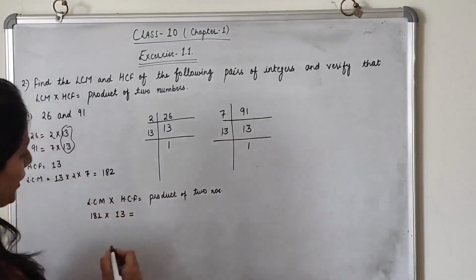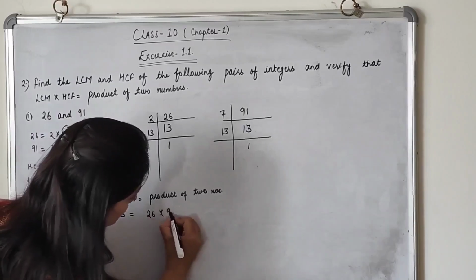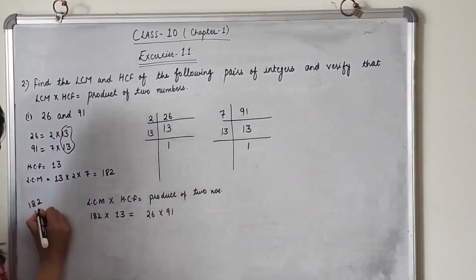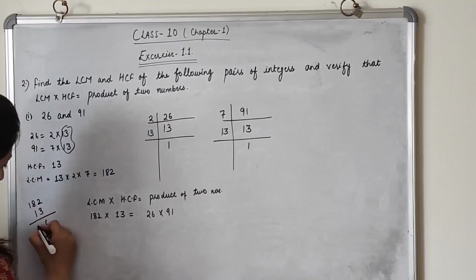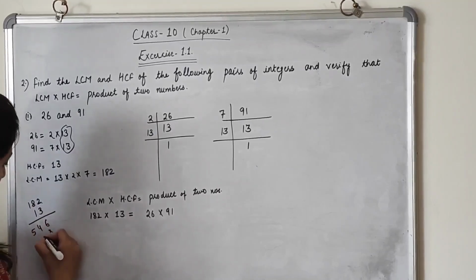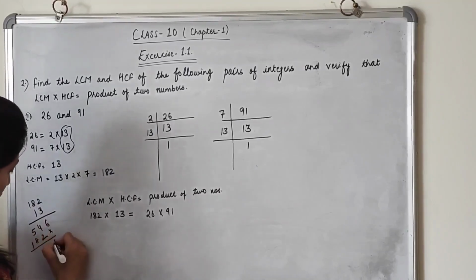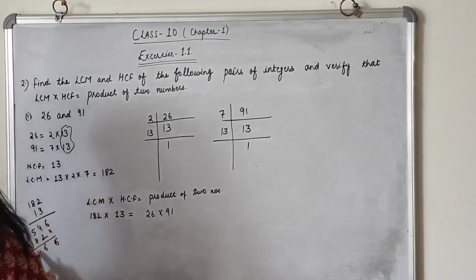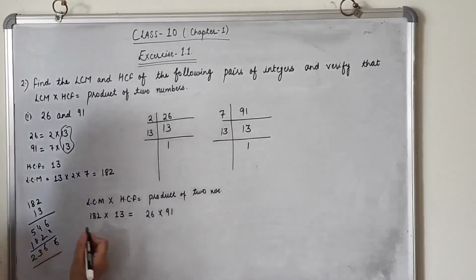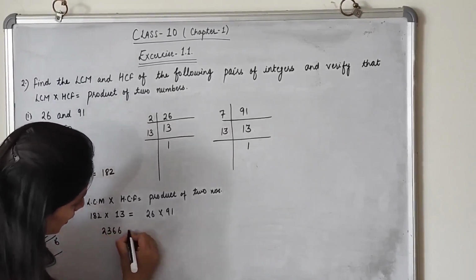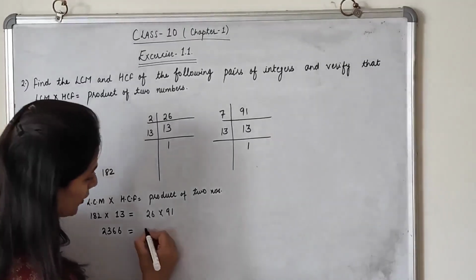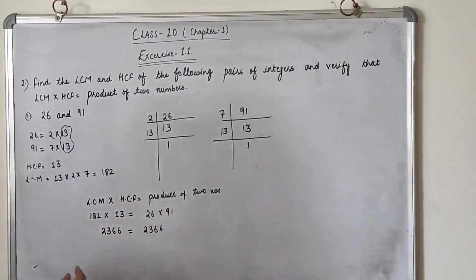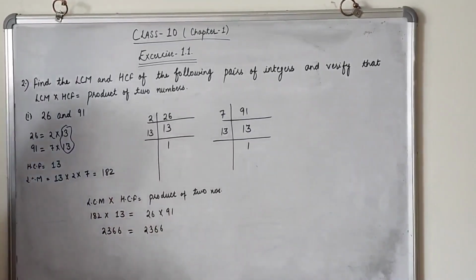What are the two numbers? 26 and 91, the product of these two numbers. So what will be the answer? 182 into 13: 3 2s are 6, 3 8s are 24, 5, 182, 6, 6, which is 2366. 26 into 91 is also 2366. So here our left hand side is equal to the right hand side.